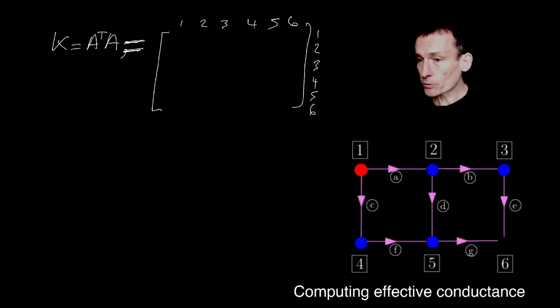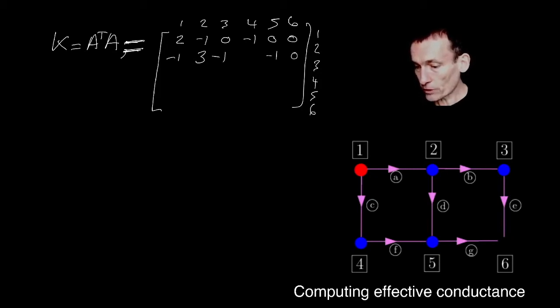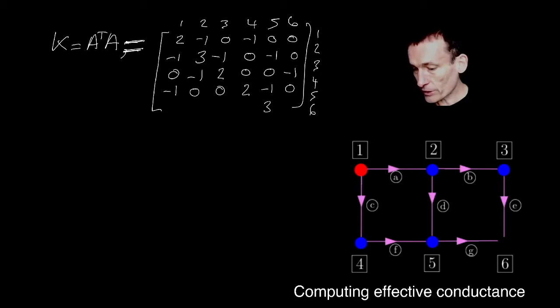And remember what the rule is. You look at how many edges are connected to node 1. It's 2, and then you put a -1 in the nodes to which it's connected. Zeros everywhere else. Let's do node 2. Node 2 has 3 edges connected to it, and it's connected to node 1, node 3, and node 5, not to the others. Node 3 has 2 edges, with a -1 for node 2 and a -1 for node 6. And then node 4 has 2 edges, with a -1 and a -1 for node 5. The rest are zeros.